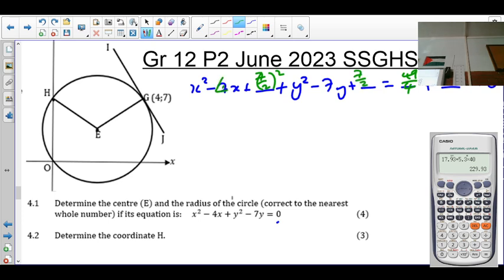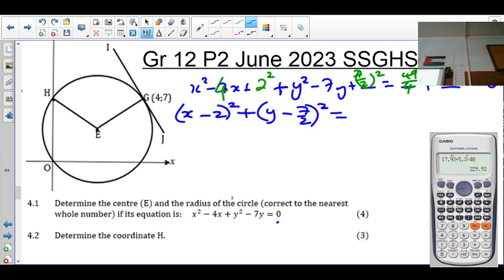No, this is a 4 here. So this must be 2 squared, which is 4. And then that one is going to be 7 over 2 squared, which is 49 over 4. Okay. So this will simply be (x minus 2) squared plus (y minus 7 over 2) squared is equal to 16 plus 49 over 4, which is 65 over 4. Is that correct? So what's the center of the circle, or the coordinates of E? 2 and 7 over 2. Does it make sense? Yes. The x and the y are positive. Okay.